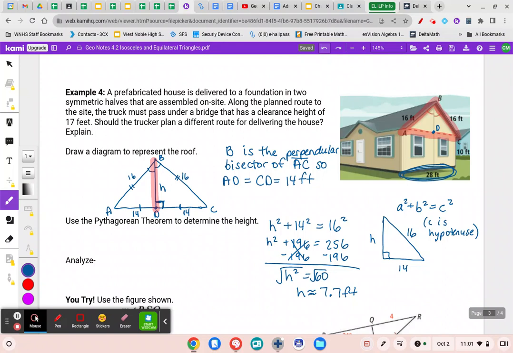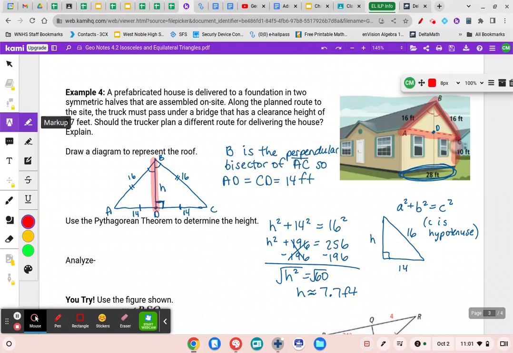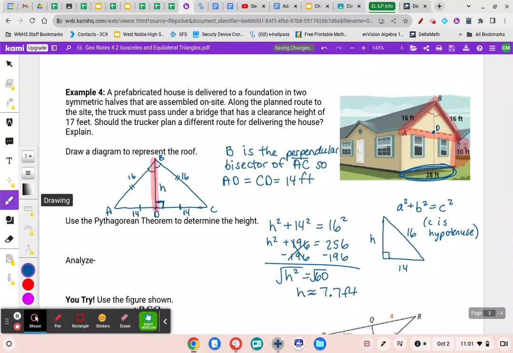So it wants us to analyze now. If we look back at our picture, the base part of the house is 10 feet tall, which means if I take 10 feet plus 7.7 feet, which is the height of the roof section, that is 17.7 feet. This house will not fit under the bridge.